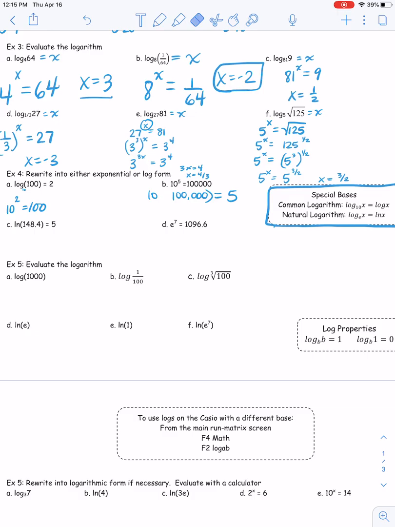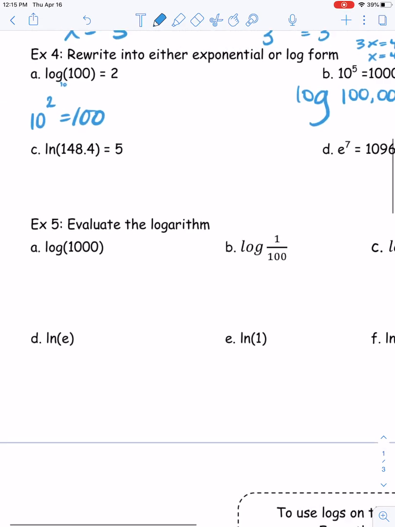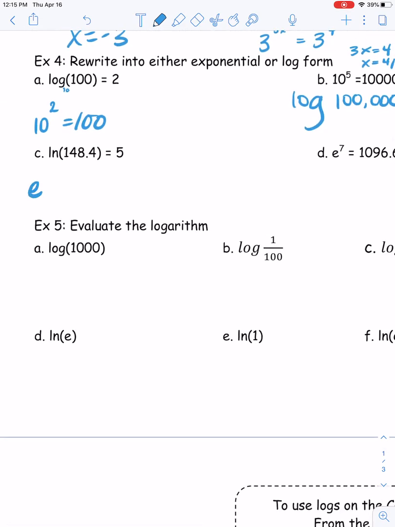Or, if it's a natural log, then that base is e. So like in example C, I know it has a base of e because it's a natural log. What is the exponent? 5, and that's going to equal the argument of 148.4. Again, you can check that in your calculator. e raised to the 5th power is 148.4.